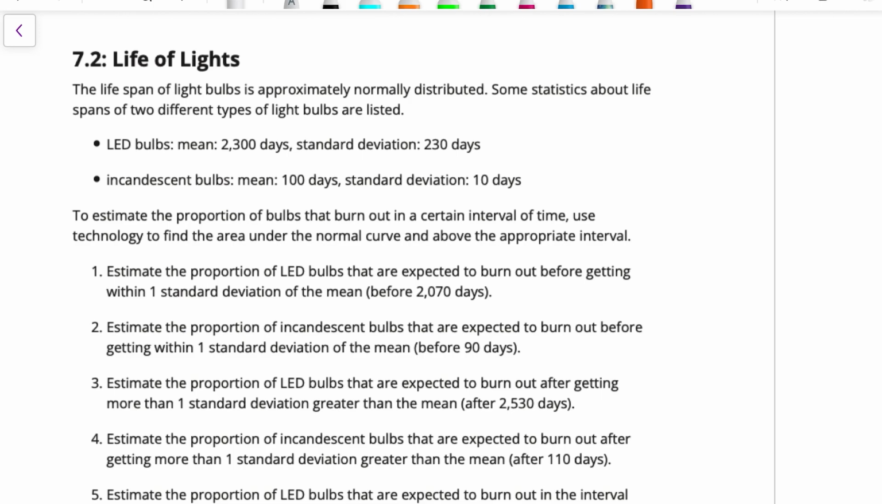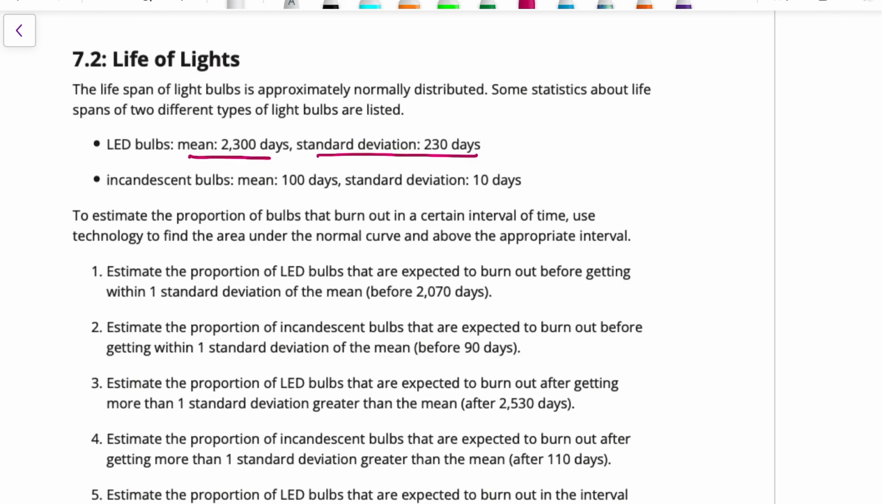All right, so taking a look at the second part of the lesson, Life of Lights. The lifespan of light bulbs is approximately normally distributed. Some statistics about lifespans of 2 different light bulbs are listed. So with LED bulbs, we have a mean of 2,300 days and a standard deviation of 230 days. And then for incandescent bulbs, we have a mean of 100 days and a standard deviation of 10 days. So LED bulbs tend to last a whole lot longer than incandescent.